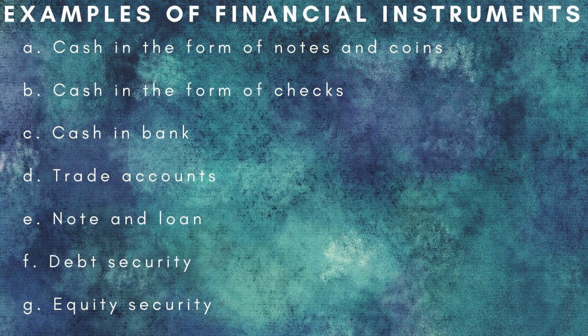The next one is debt security. This is a financial asset of the investor and a financial liability of the issuer. And finally, the equity security. This is a financial asset of the investor and an equity of the issuer. There are also examples of financial assets. These include cash and coins, cash in bank, and of course itong mga liquid assets like trade accounts receivable, yung notes receivable, loans receivable, and bonds receivable.